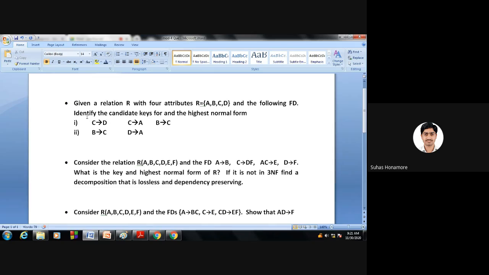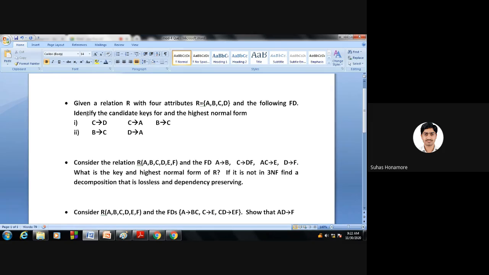So here, the first question is: given a relation R with four attributes A, B, C, D. In general, he will not give anything like company and SSN. Normally you will get attributes as A, B, C, D like this only. So one relation R with four attributes A, B, C, D and some FDs are given. In the first sub question some FDs, in the second sub question some FDs we have.